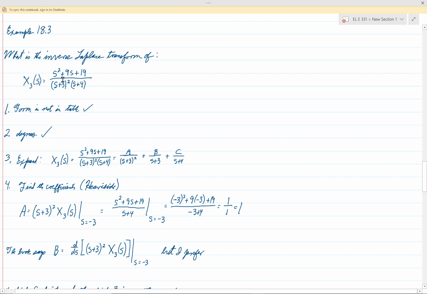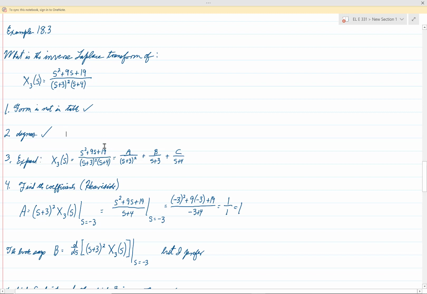Does this form appear in the table? No. Do the degrees work out? In other words, is the degree of the numerator strictly less than the degree of the denominator? Well, the degree of the numerator is 2. The degree of the denominator is 2 plus 1, which is 3. So indeed, the degree of the numerator is strictly less than the degree of the denominator. So that checks. So now we're ready to expand.